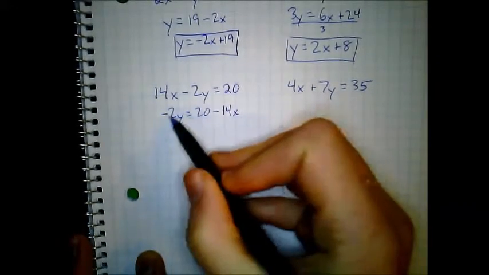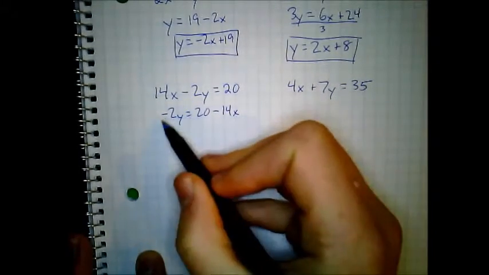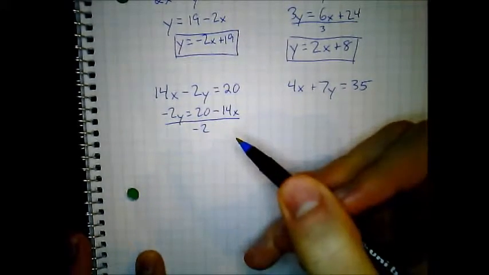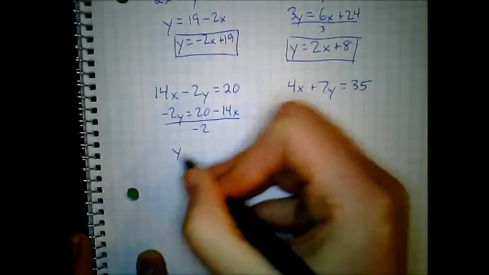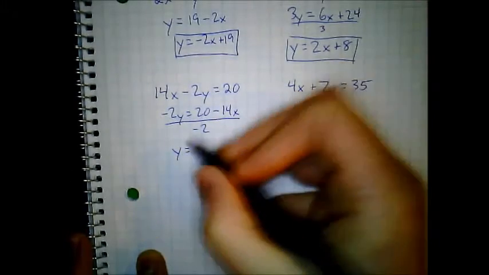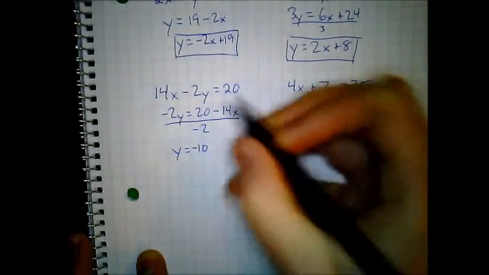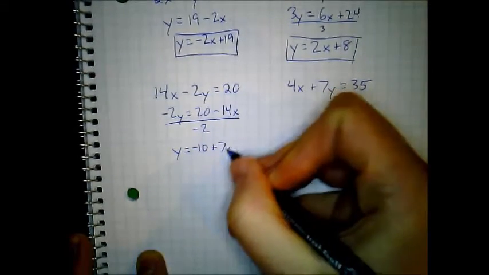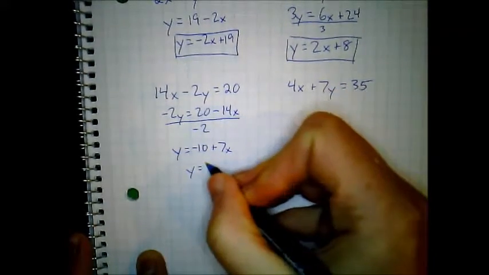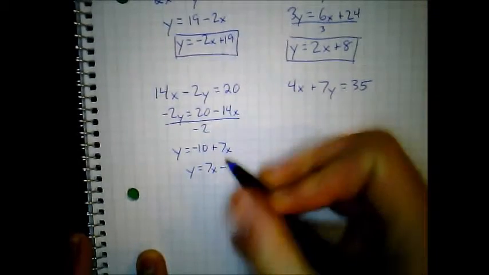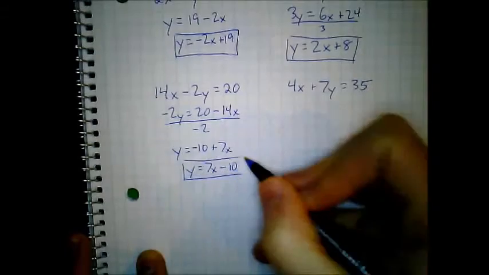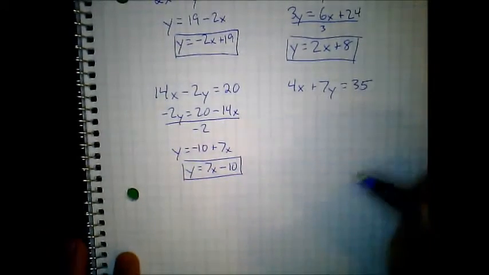We're careful to keep this negative because we have a negative 2y, so this stays negative 2y. And now I want to divide everything by that negative 2. So we get y equals 20 divided by negative 2 is negative 10. Negative 14x divided by negative 2 is positive 7x. I'm just going to switch these, so we get y equals 7x minus 10. We have negative 10 tiles in figure 0, and we're adding 7 tiles each time. It's why we want it in our y equals form.